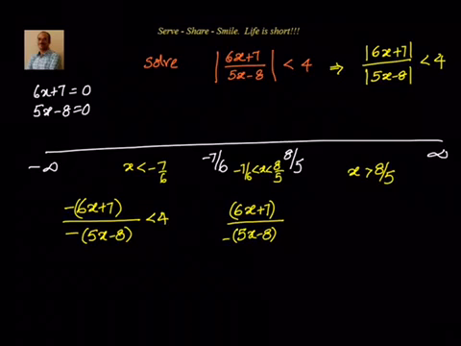Now let us go to the next interval where x is greater than 8 by 5. In this case what happens? I will have 6x plus 7 because x is greater than minus 7 by 6. x is also greater than 8 by 5, so it will be 5x minus 8. Both of them are positive, and the ratio is less than 4. Now once we have the equations in the different intervals, we can use the wavy curve method. We can find the solutions and add all of them together to find the final solution.